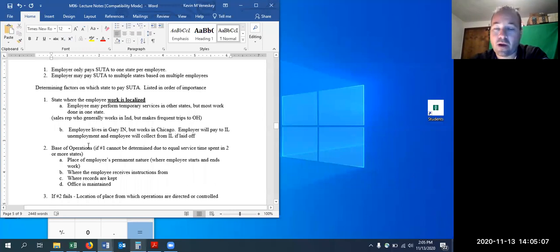If you meet number one, then you stop for that employee, and that's where the SUTA taxes are paid. The state where the work is localized. So where is that employee doing most of their work? That's where they're going to pay. That's where the company is going to pay the SUTA tax. So even though you may go to other states and perform work, most of your work is done in this one primary state. That's where the SUTA is.